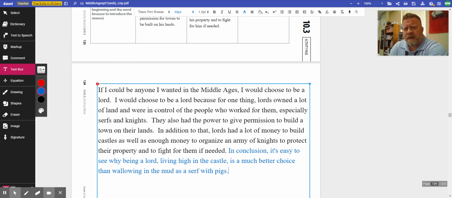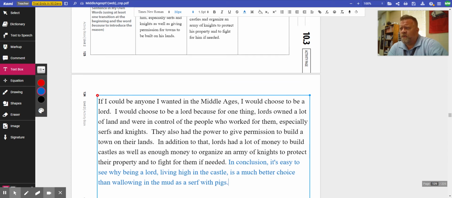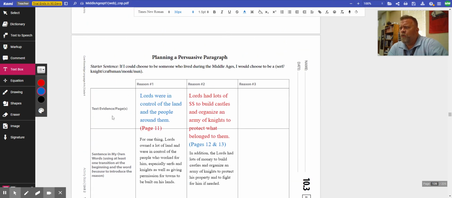So I want you to think about this. On your organizer 10.3, I want you to circle which one you're going to do. It doesn't matter which one you pick, but I want you to be able to support it with facts from the book, why you would rather have been that. So state your opinion. Support it with facts.